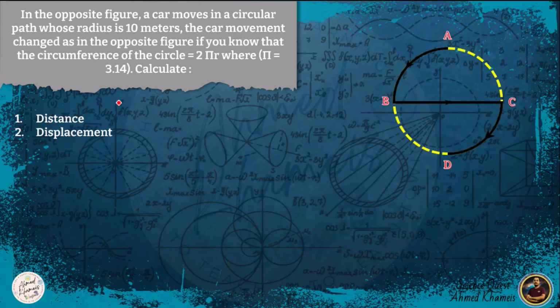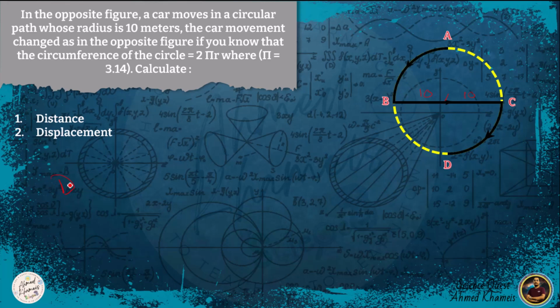In the opposite figure, a car moves in a circular path whose radius is 10 centimeters. So the diameter will equal 20 centimeters. The car movement changes as in the opposite figure: from A to B, from B to C, then from C to D. Calculate the distance and displacement.